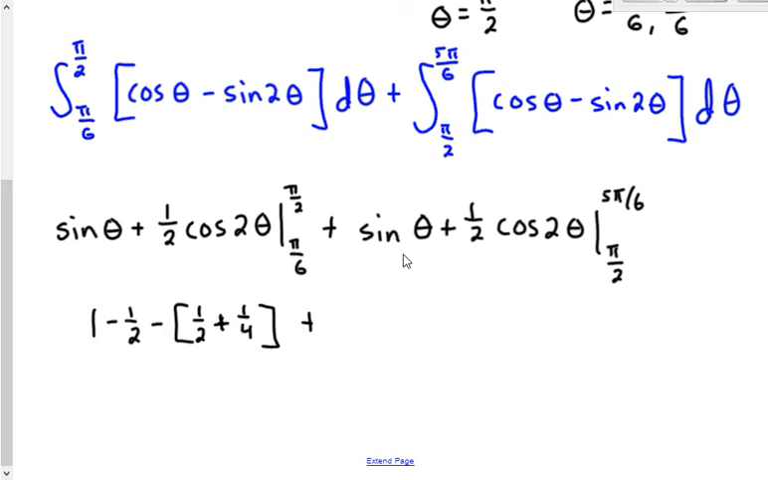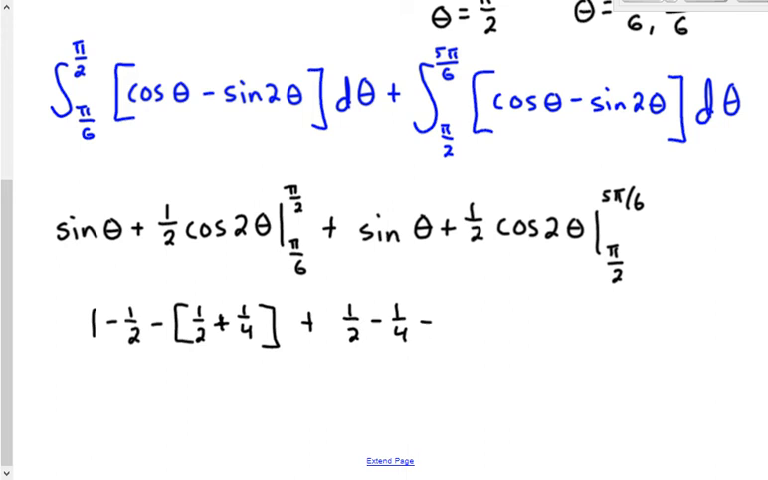And then plus over here, put 5 pi over 6 in there, sine of 5 pi over 6 is 1/2. Then plus, put 5 pi over 6 in here, and we get 10 pi over 6, or 5 pi over 3. Cosine of 5 pi over 3 is -1/2, times 1/2 would be -1/4. So this is going to be -1/4.